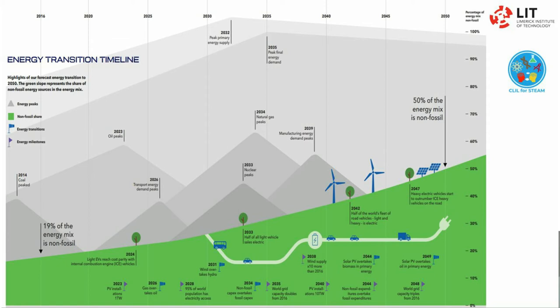Here on this chart, we're looking at the energy transition timeline. On the vertical, we're seeing the various years move by. We're starting in 2016 and ending in 2050. Here we see an estimate of the peak primary energy supply. In the green below, we see the rise of renewable energies and the corresponding decrease of non-renewable energies. We also see various peaks: oil peak, transport energy demand peak, natural gas peak. The aim by 2050 is to have a 50% mix of energy from renewable and non-renewable resources.